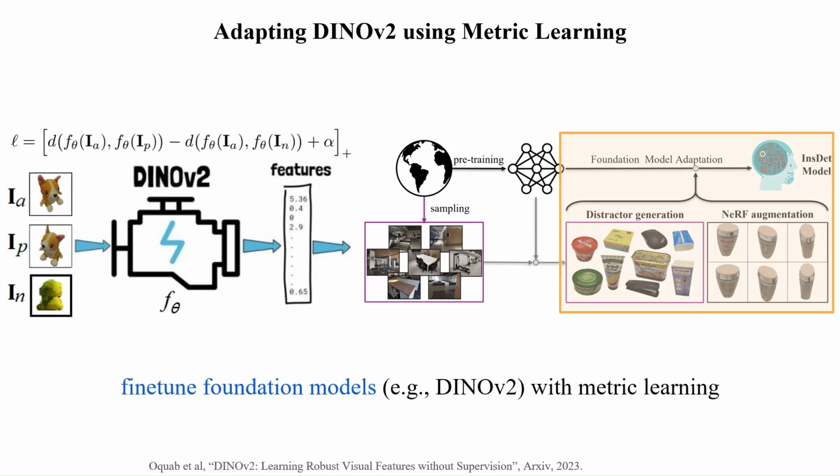The third is to fine-tune DINOv2 with metric learning loss. For example, we have an anchor, which is the first image of the dog, and we have another view, which is in the middle. And we have sampled distractors by running SAM, the negative example. We can use the triplet to fine-tune DINOv2.